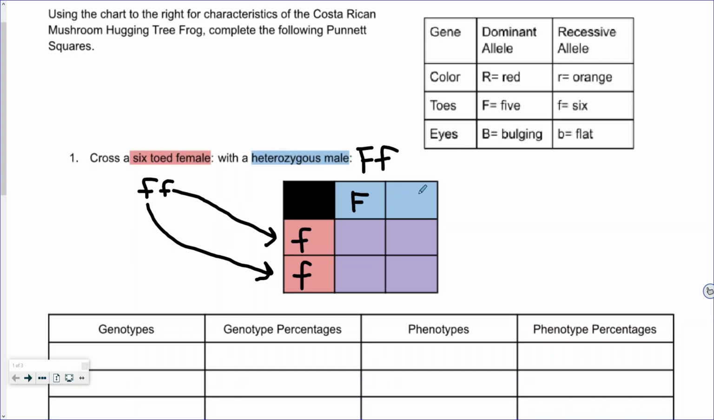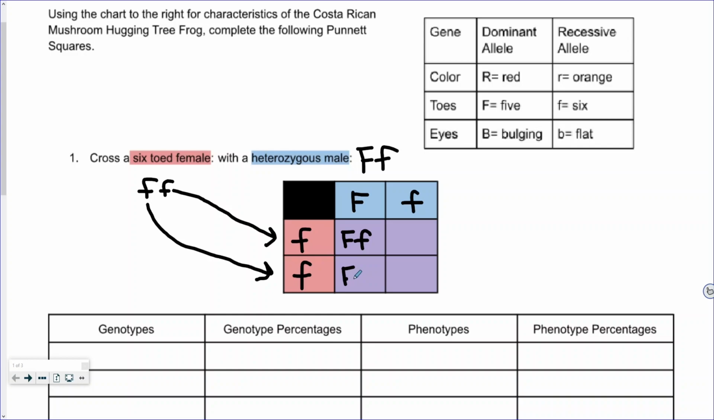Then the purple boxes in the middle are going to be the intersection of these two parents. So for example, if the blue parent donates this capital F and the red parent donates this lowercase f, this would be the product of their kid here, which would be capital F, lowercase f. And again, I look up and I look left every time I fill these out.